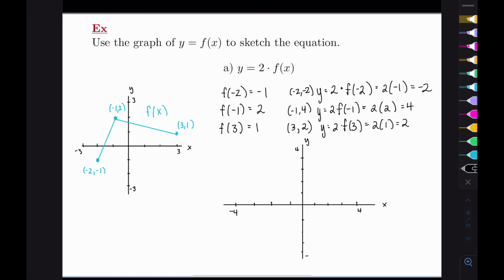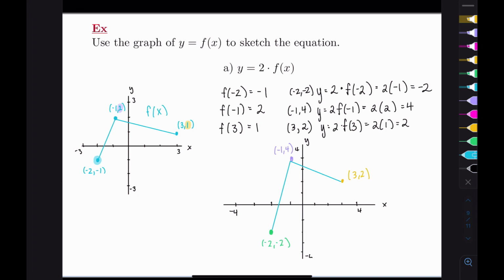So our original point went through negative 1. Now, for that same x value, it goes through negative 2. This point originally went through -1, 2. That y value got doubled, and it goes through -1, 4. And then same thing here. It went through 3, 1. It now goes through 3, 2. So those y values got doubled. But then it still keeps that same straight line shape. Okay. So that 2 on the outside only impacted the y's.